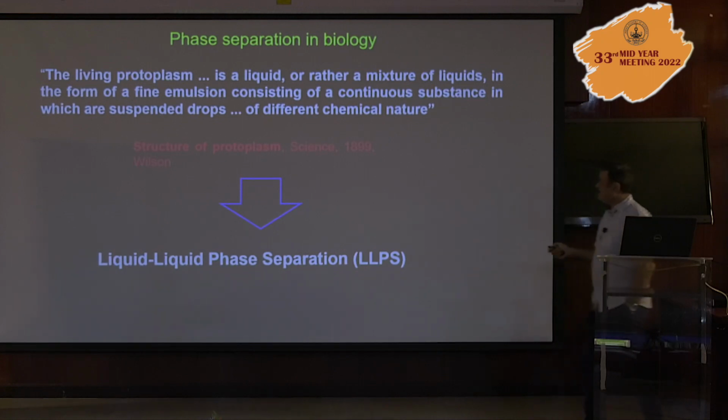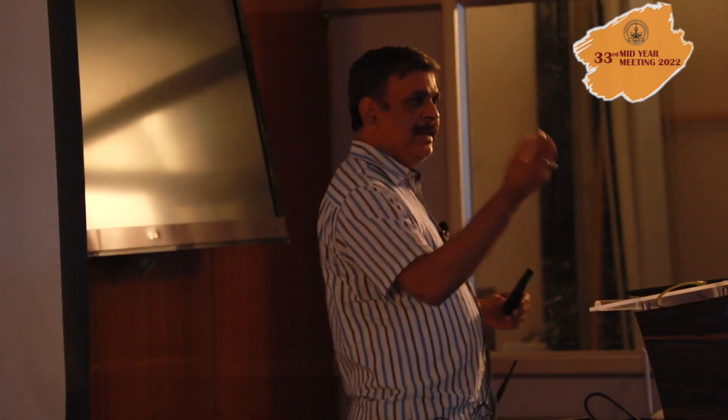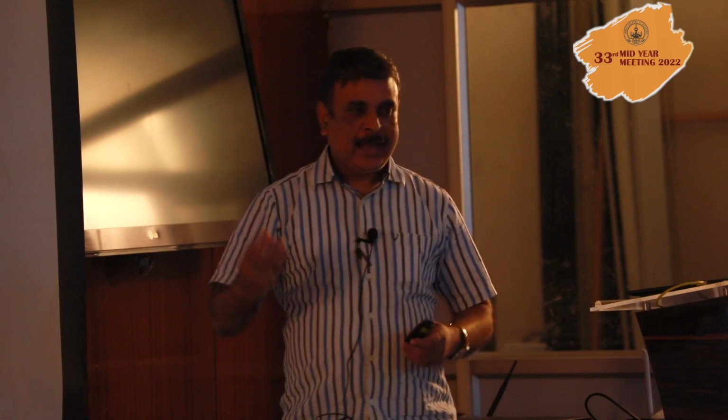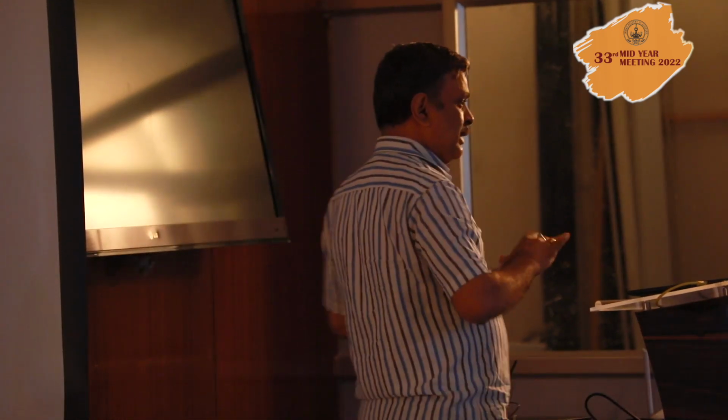Almost 100 years back, Wilson proposed that the protoplasm of cells is actually made of many suspended drops, and that these drops probably perform specialized functions. That is probably the way the cell works.